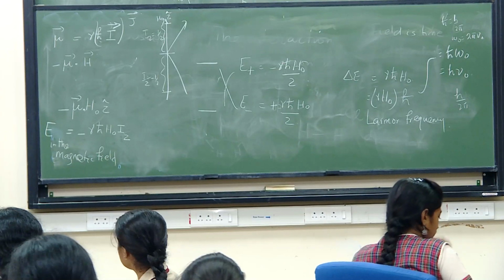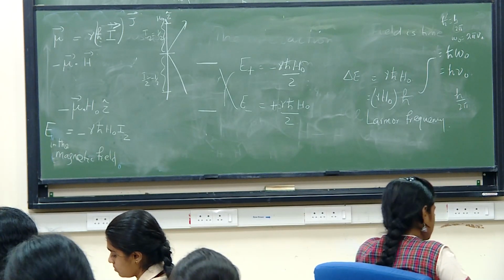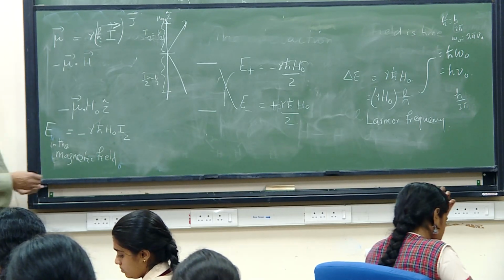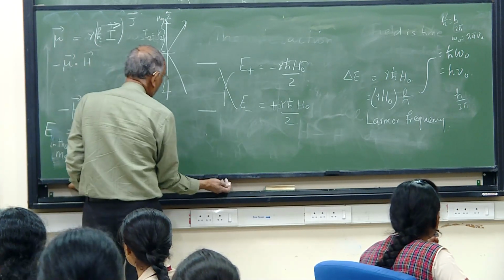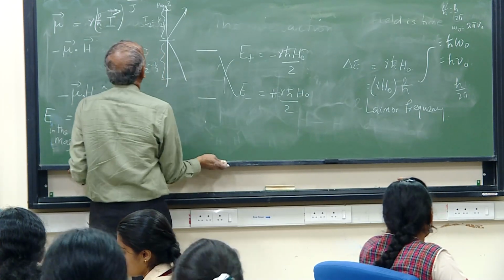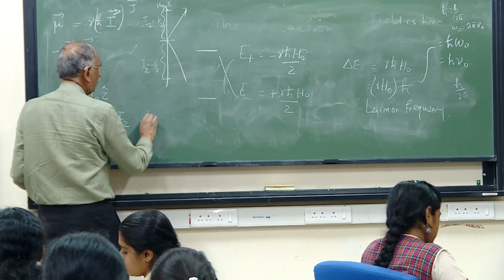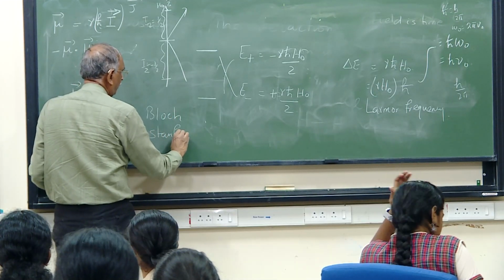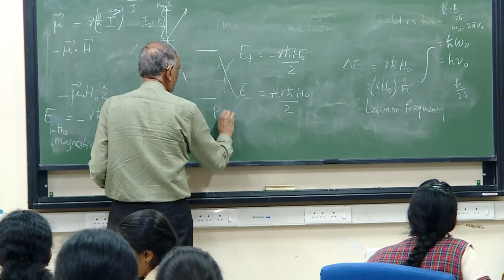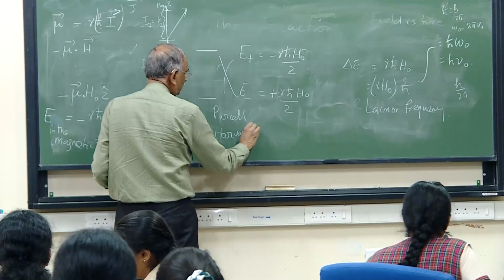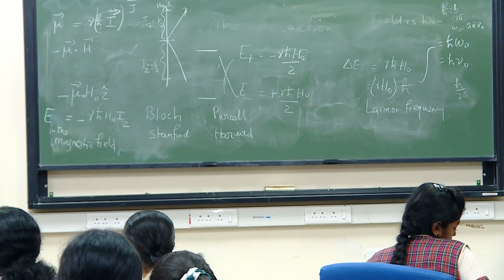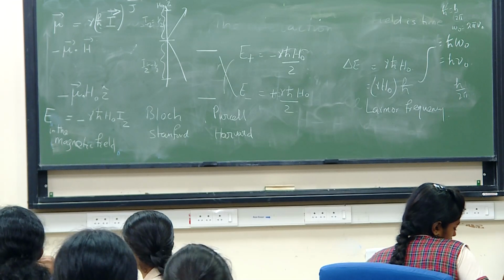And the first time that was done was by Felix Bloch, and immediately around that time, Edward Purcell also discovered this. Felix Bloch was in Stanford University, and Purcell was in Harvard University. Two big names. They contributed to the discovery of the magnetic moment, and the magnetic resonance.